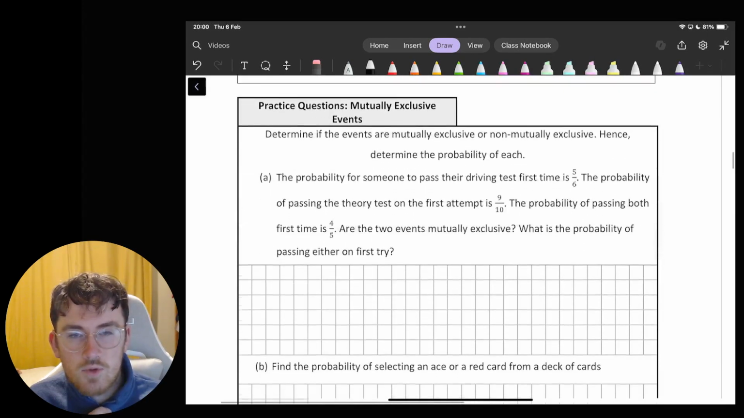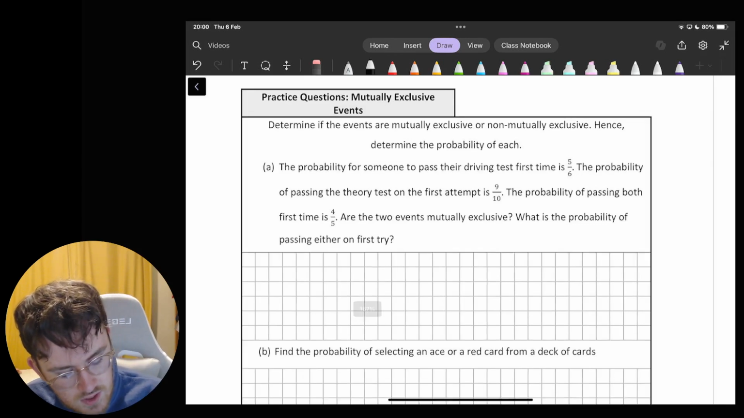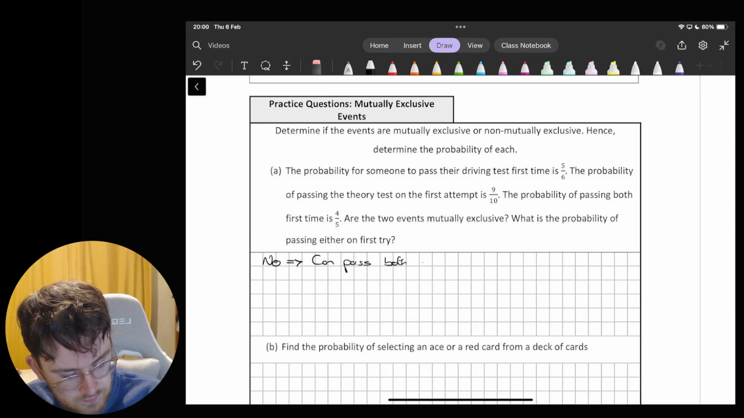So let's look at some more practice questions here for mutually exclusive. We're asked to determine if the events are mutually exclusive and then find the probability of each. The probability of someone passing their driving test first time is 5/6. Passing the theory test on the first attempt is 9/10. Are they mutually exclusive? No. Why are they not mutually exclusive? You can pass both first time.